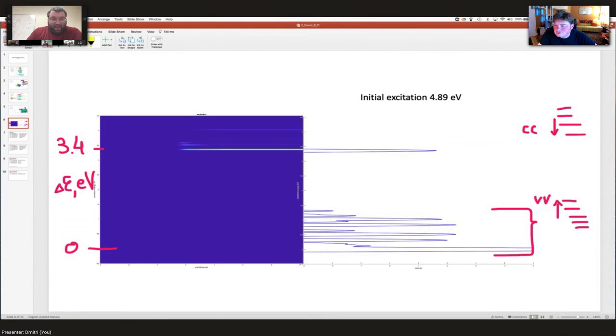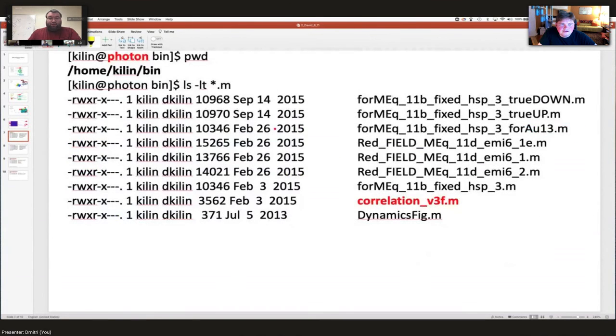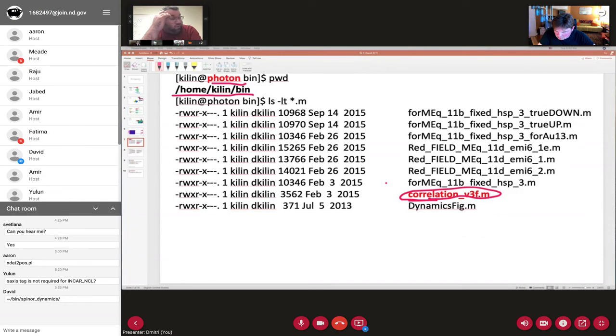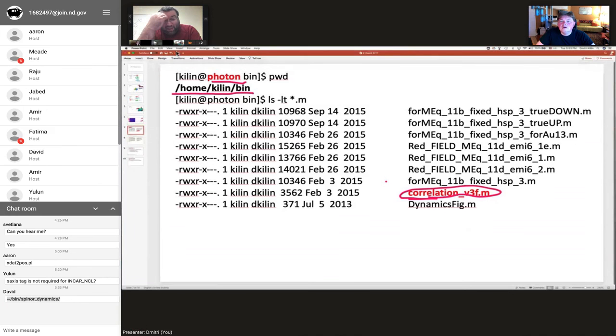Then in my next slide we start getting some of the locations for these, and they're found in the bin. And okay, so there is a correlation to generate RRR, and in the chat box I just typed in a location in the bin, and this is, as far as I can tell, only on the Photon. It's not on NERSC. That has some of the MATLAB codes we need in it.